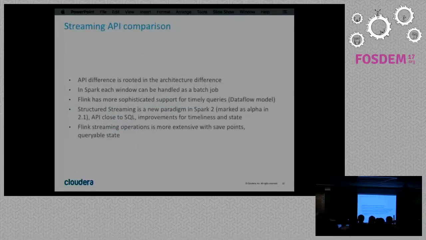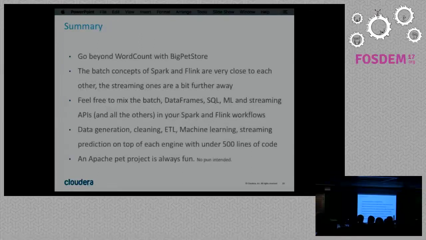Yeah, in terms of differences, I think this is the part where Spark and Flink are the most different because of the choice of architecture. Flink does definitely better when it comes to stateful processing and timeliness, but Spark is improving in that department with the new structured streaming API.